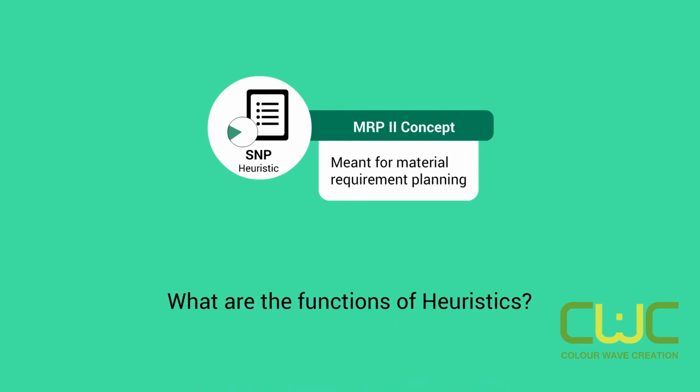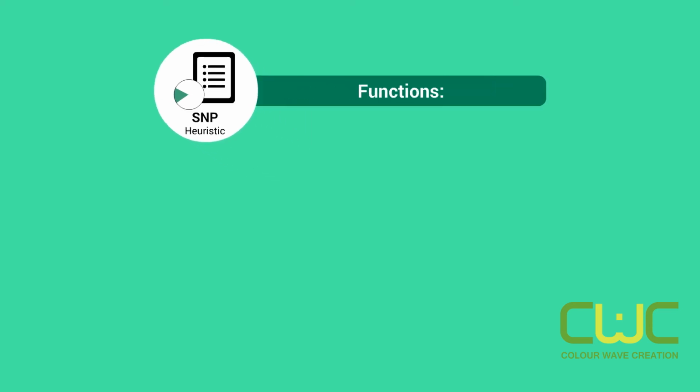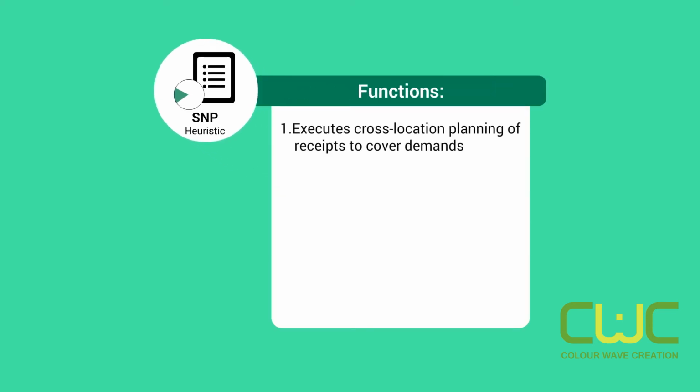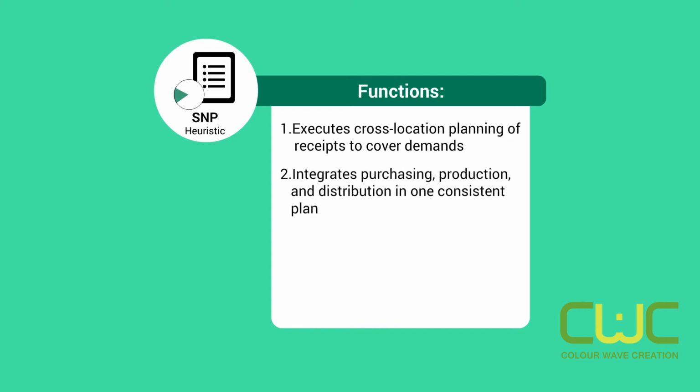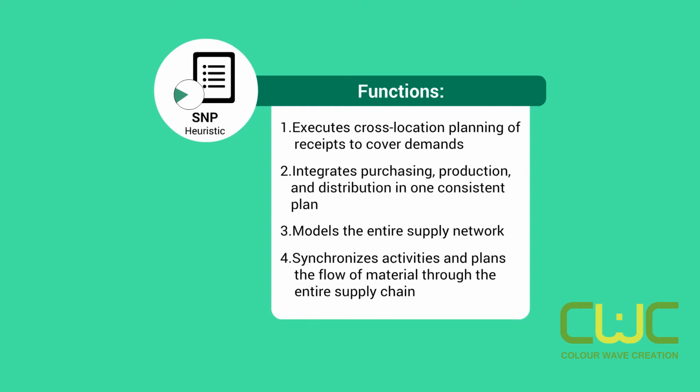So what are the functions of heuristics? The heuristic performs the following functions. 1. Executes cross-location planning of receipts to cover demands. 2. Integrates purchasing, production, and distribution in one consistent plan. 3. Models the entire supply network. 4. Synchronizes activities and plans the flow of material through the entire supply chain.